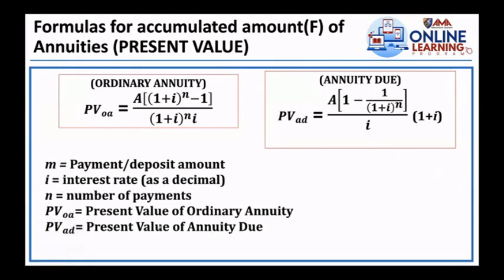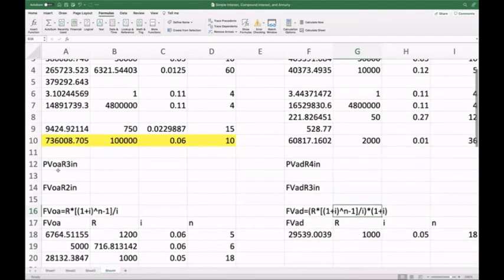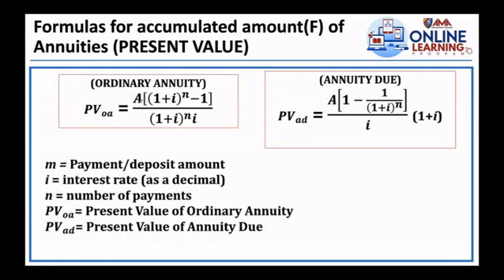Now let me show you the Excel file so that you will remember it well. This is what I mentioned to you right before: PVOA RIN. Why PVOA RIN? Remember, the present value of ordinary annuity. This one is PVAD RIN, the present value of annuity due. What is the RIN here? What are the 3 and the 4? The RIN, class, is what is given in the formula: this is R, this is I, this is N. If you're given a problem and you want to know the PVOA, you have to find the R, the I, and the N in the problem.